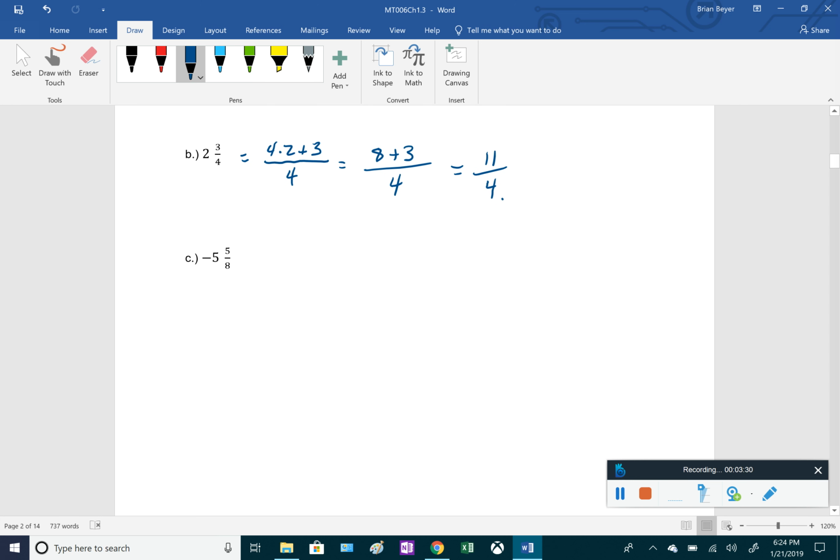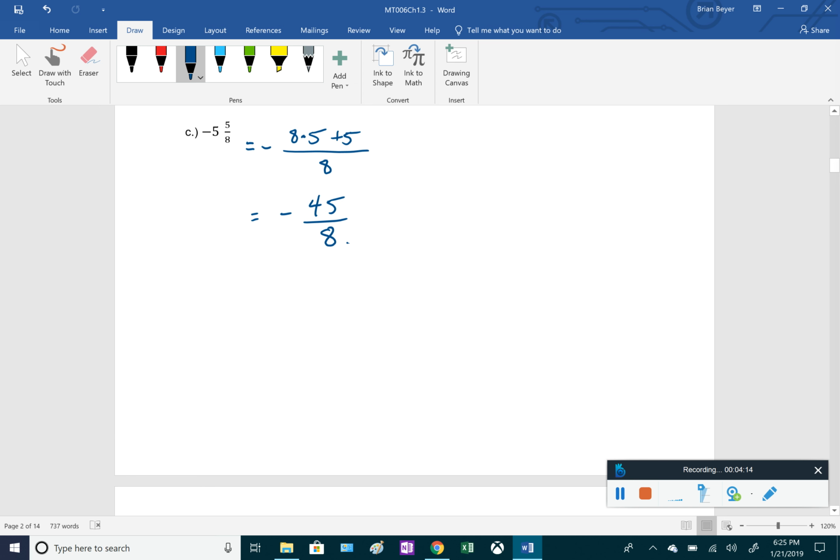And then lastly here we have -5 and 5/8. A little bit different because we have this negative. We're going to do this the same way, except just put the negative out front and it's just going to kind of come along for the ride here. So it's going to be 8 times 5 plus 5 all over 8. Just keep that negative out front and pretend like it's not on that whole number. 8 times 5 is 40, plus 5 is 45. So we get -45 over 8. So -5 and 5/8 is the same thing as -45 over 8.